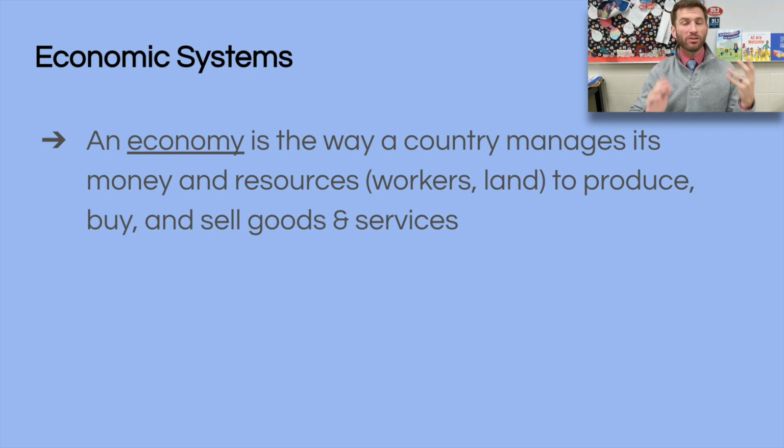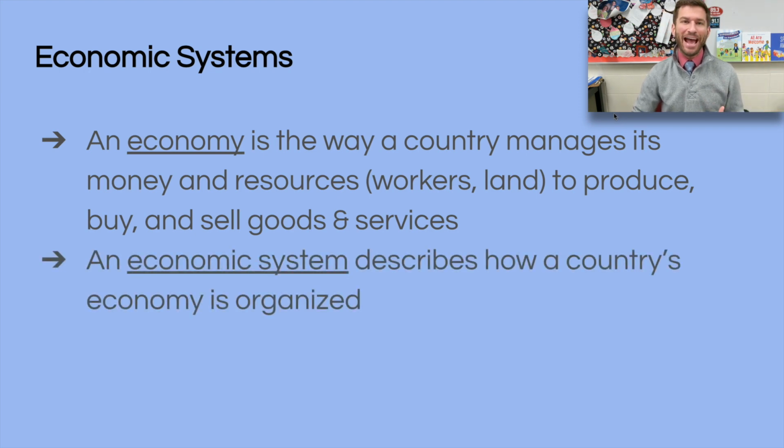All right, gang, we're going to take a look at different economic priorities and goals that every society, every country, and even every individual might have. First is a quick recap on economic systems. Remember, an economy is simply the way a country manages its money and resources to buy, sell, and produce goods and services. Then we have an economic system, which describes how a country's economy is organized.